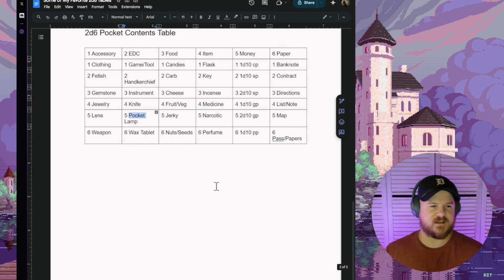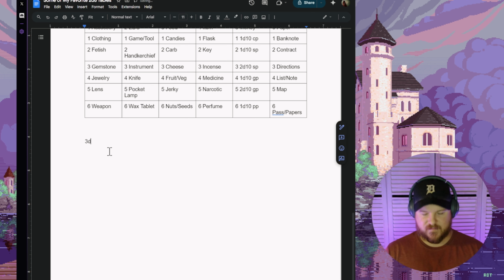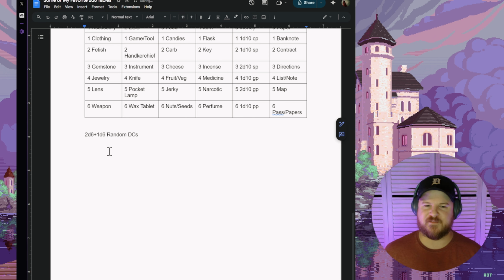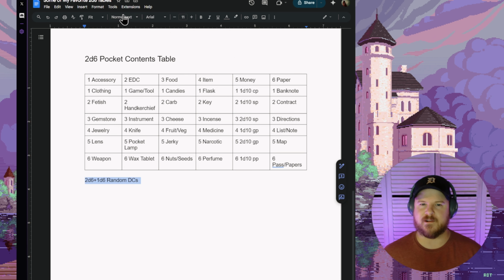Let's do one more. I think we've got time for one more. Well, technically it's 2d6 plus 1d6. Random DCs. This is going to be pretty specific to 5e, but could be used for other systems. You're just going to need to do some noodling on the chart. You're just going to have to change the values on the chart a little bit.